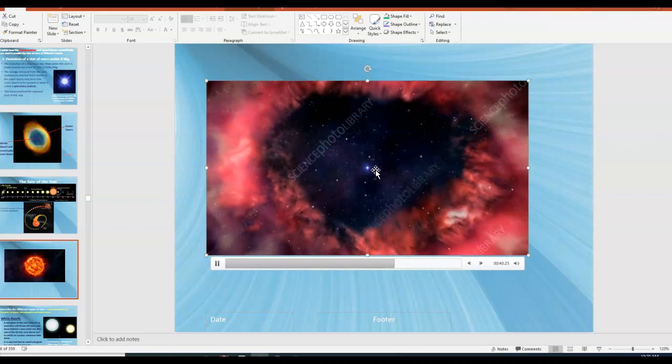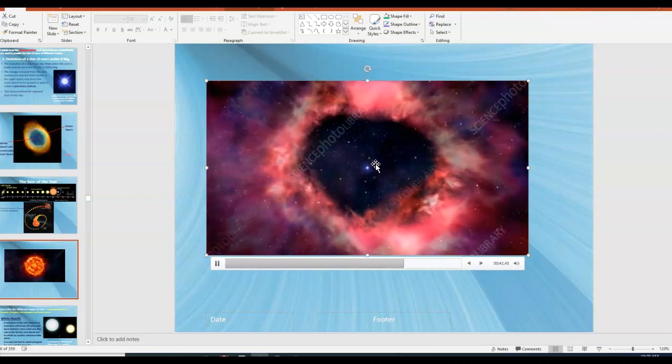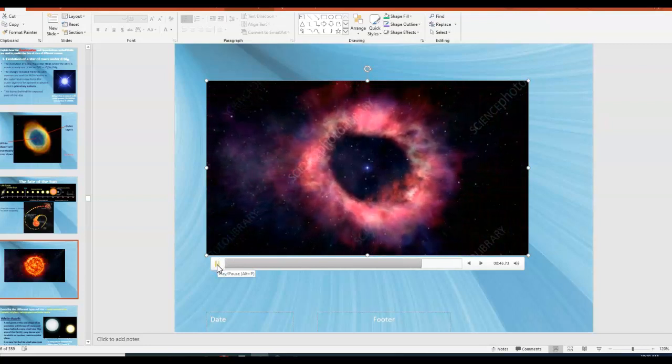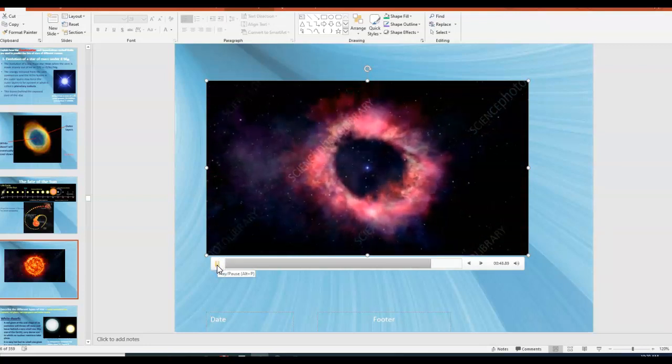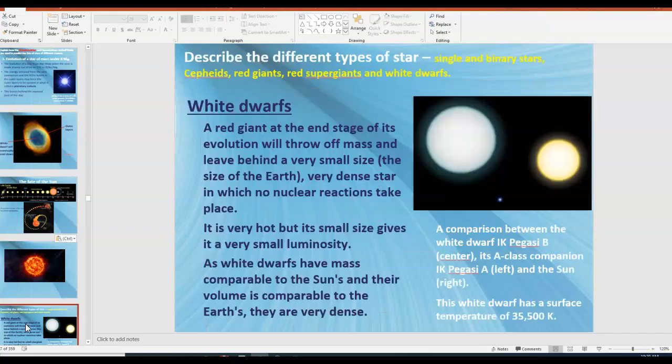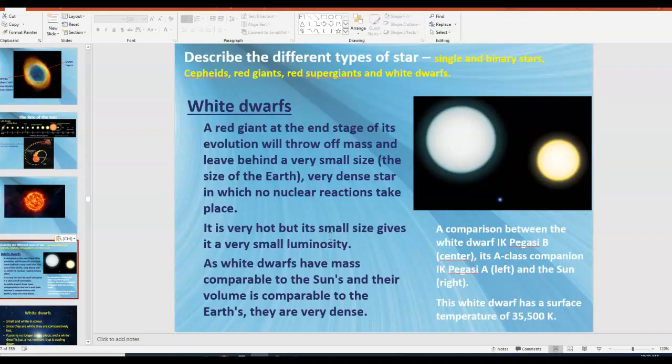No more fusion happening, just basically a hot piece of dead star. Okay, still white hot because it's been burning and producing energy for billions of years, but now it's going to cool down and over trillions of years eventually become a black dwarf. Okay, and so I think most of this we've covered before.